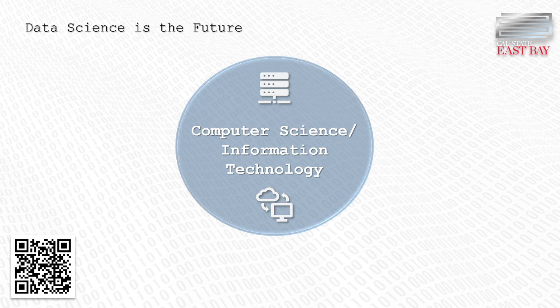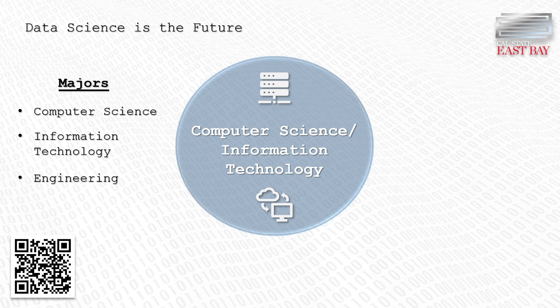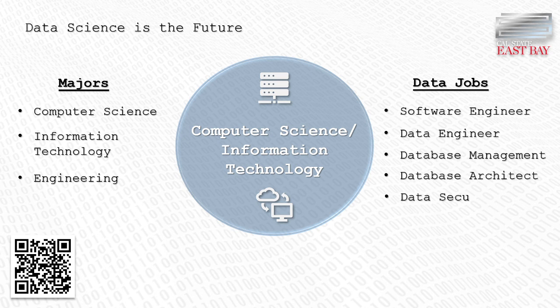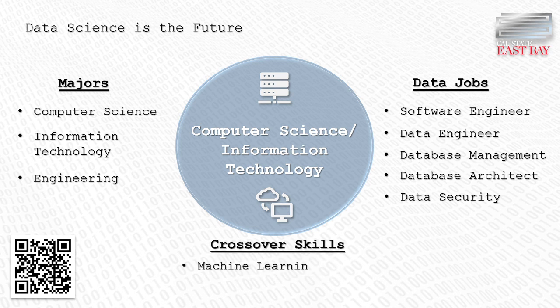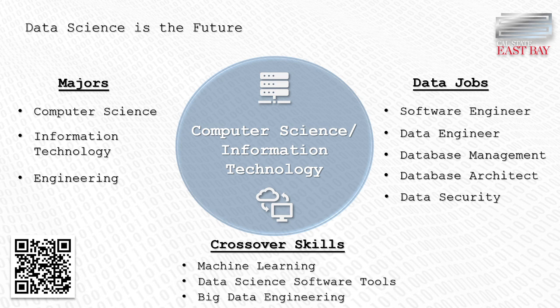If you're a student, you want to look at majors like computer science, information technology, and engineering to find work in roles like software engineer, data engineer, database management, and data security. In these roles, folks will develop skills that translate into other domains, skills like machine learning, creating specialized software to handle data science and big data engineering challenges.